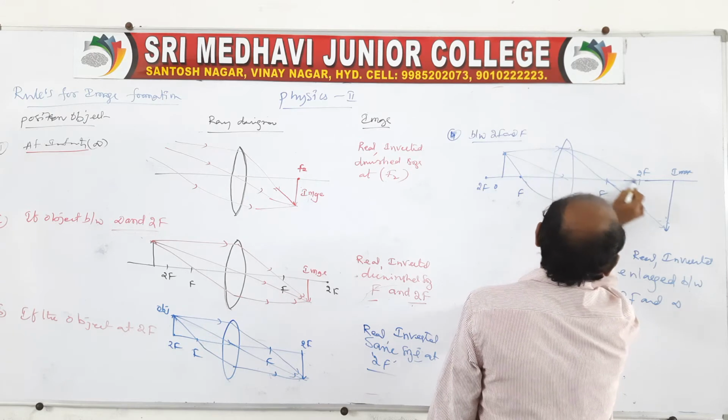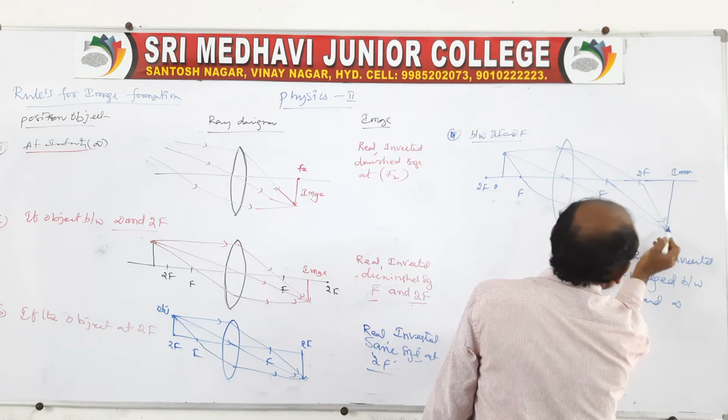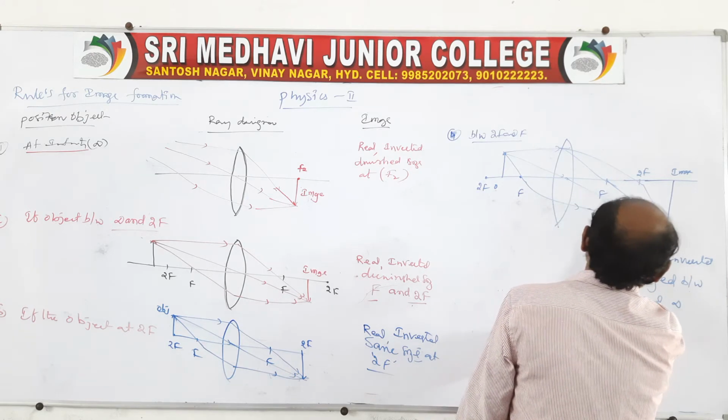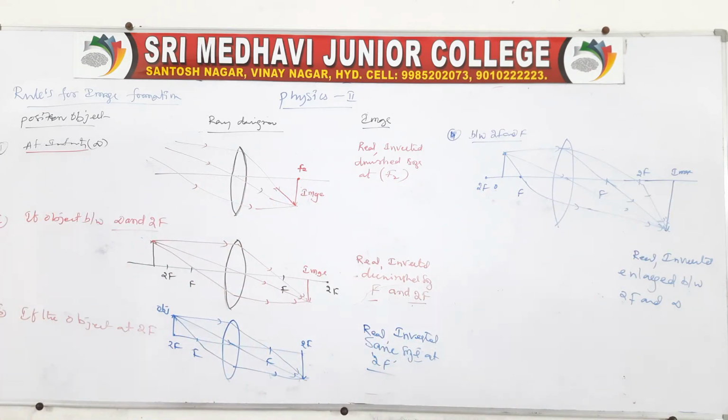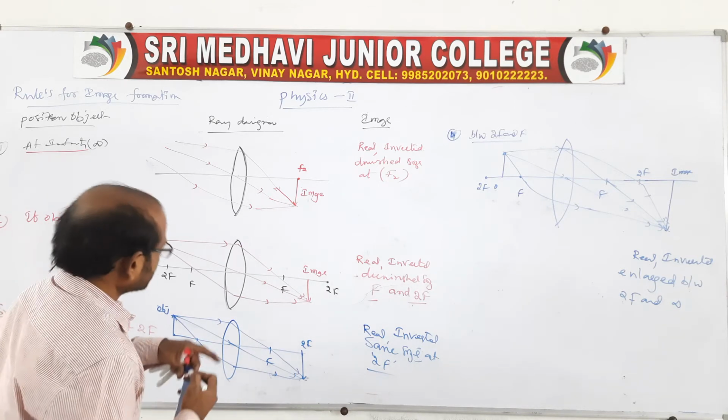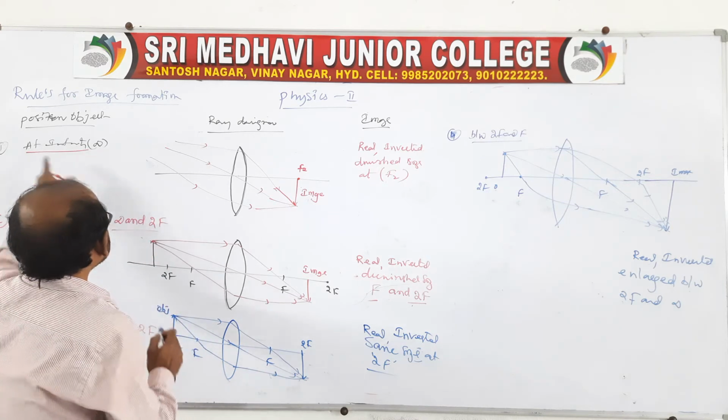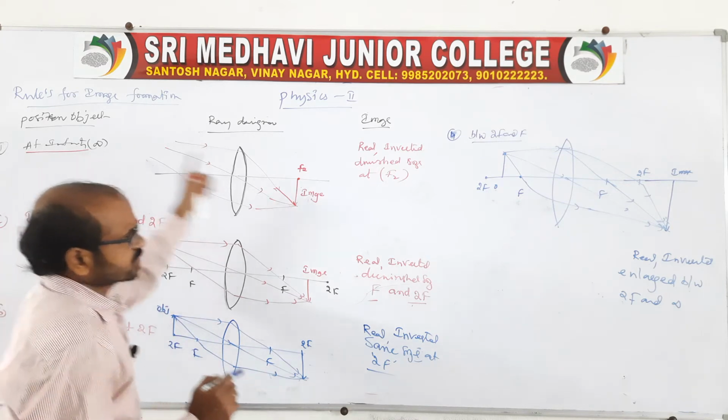Yes, do you want to take it like this also? Yes, it will be like this: real, inverted and enlarged, between 2f and f. Clear? Now the next position. Where did we start from? The object at infinity, no? And gradually it is moving.